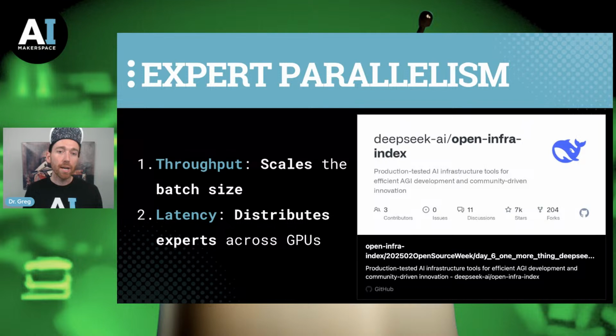This expert parallelism, though, does seem to be something that drives the optimization fundamentally. They said, okay, in order to scale throughput, we need to scale the batch size. And in order to minimize latency, we need to distribute experts across GPUs. And that makes sense intuitively. Want to go up, want to go down.